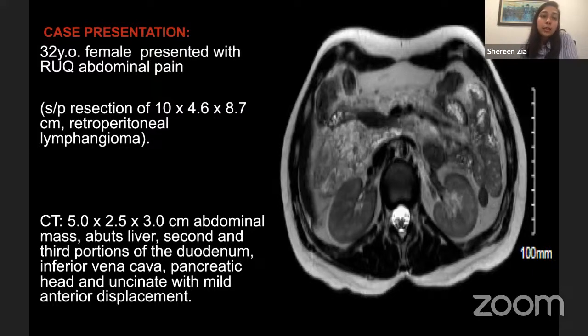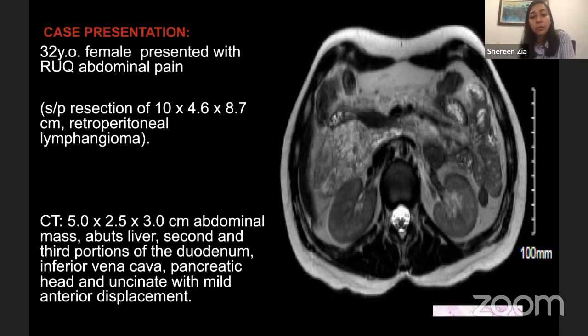This was a 32-year-old female. She presented with right upper quadrant pain. She had a history of resection of a 10 centimeter retroperitoneal lymphangioma in the past. On her recent imaging, she had a CT scan. As you can see over here, she had a 2.5 to 3 centimeter abdominal mass that was abutting the liver, the second and third portion of the duodenum, the inferior vena cava, and the pancreatic head.